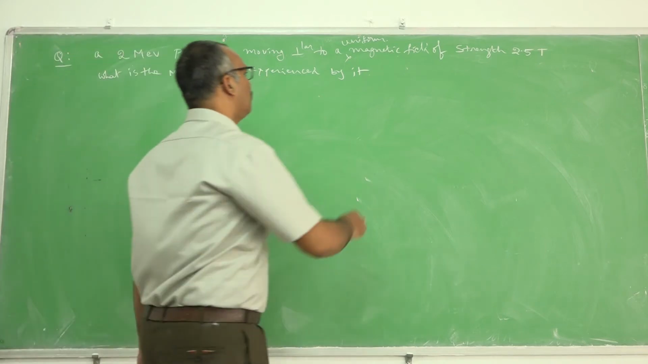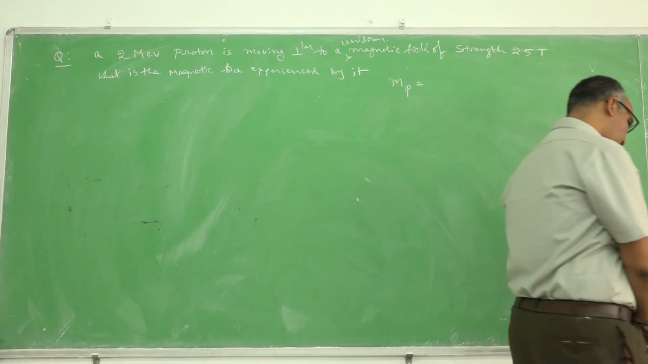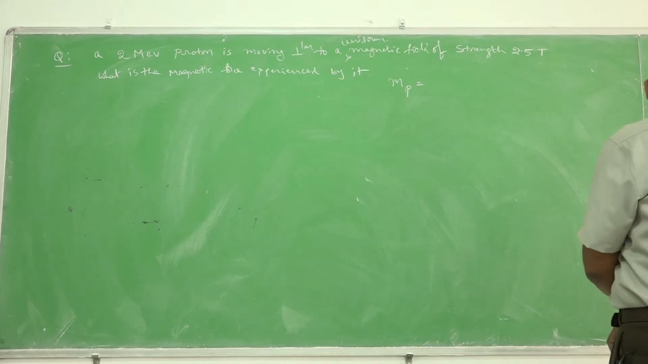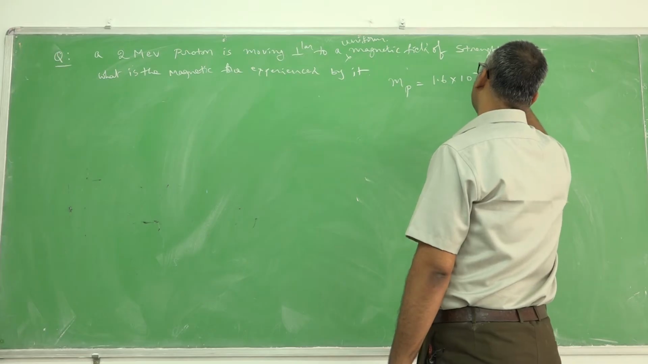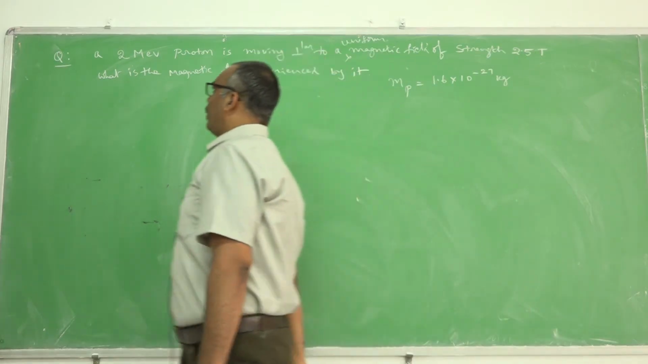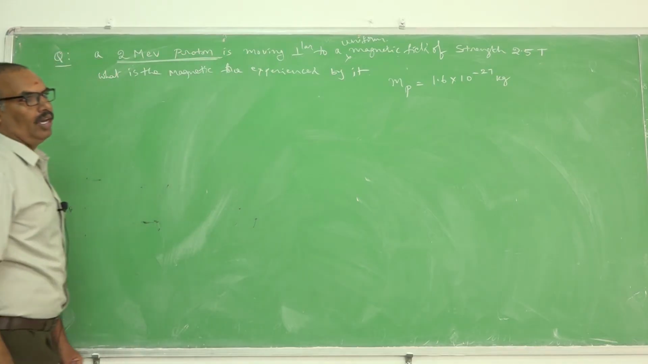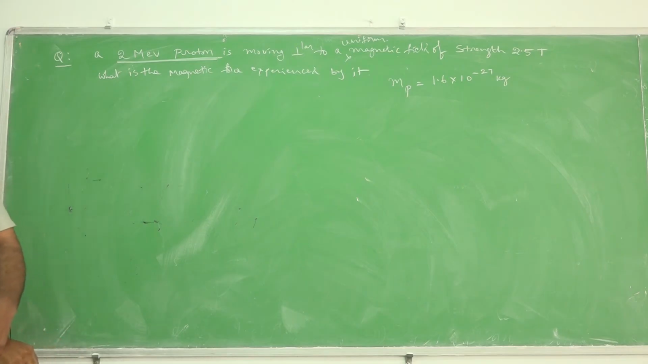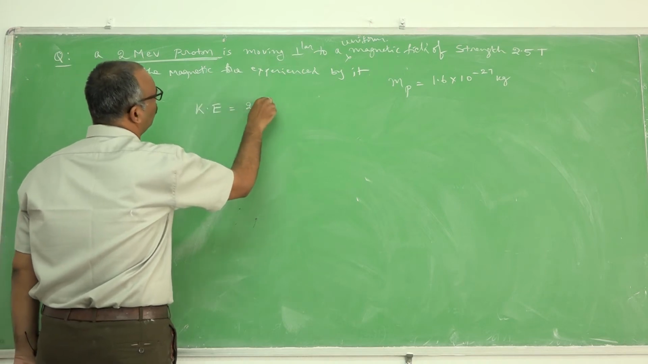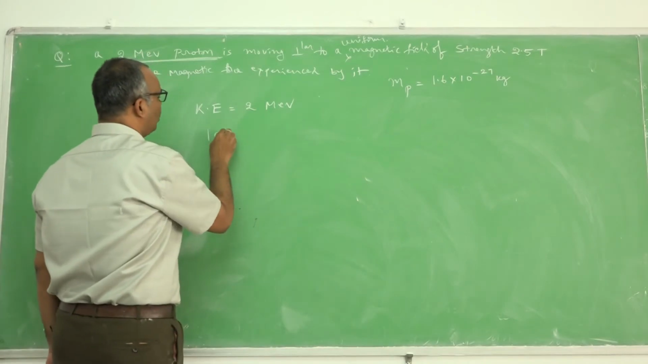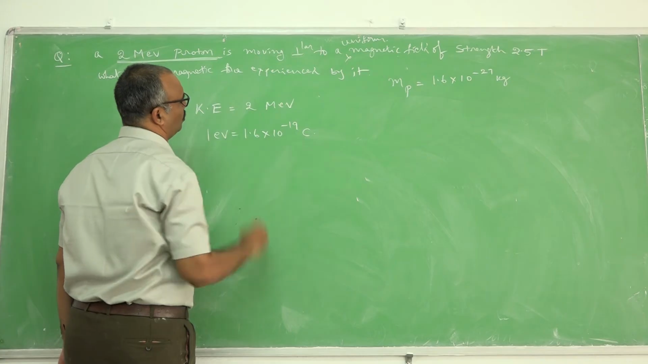All of us know the mass of the proton. Mass of proton is 1.6 into 10 power minus 27 kgs. You are given a 2 MeV proton. That means you are provided with the energy of the proton. Since the proton is under motion, which energy does it possess? Kinetic energy. So kinetic energy is equal to 2 MeV. 1 electron volt is 1.6 into 10 power minus 19 joules.